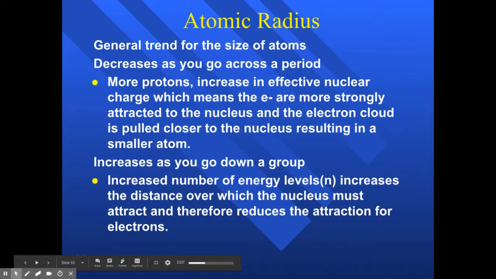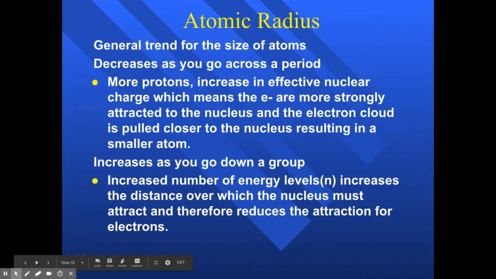Okay, so again, as you go across a period from left to right, you end up with more protons because electrons are still on the same energy level. So we have an increase in effective nuclear charge, which means that the electrons are more strongly attracted to the nucleus, and that attraction pulls the electron cloud closer to the nucleus, and that's why the atoms decrease in size as you go across the periodic table.